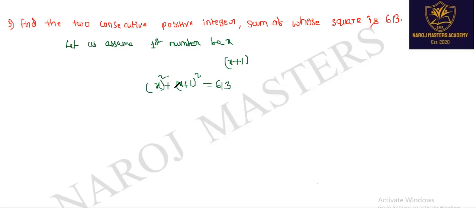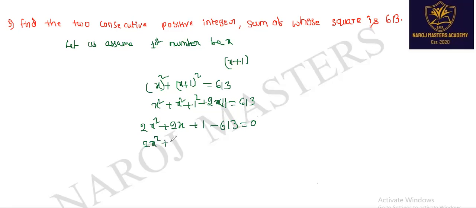Now convert into the general form of quadratic equation. So this is x square plus, in the form of a plus b whole square, so a square, that is x square, plus b square, that is 1 square, plus 2ab, where a is x and b is 1, equal to 613. Now x square plus x square is 2x square, and plus 2 into 1 into x is 2x, plus 1. Bring 613 to this side, minus 613 equal to 0. Now plus 1 minus 613 is minus 612. So 2x square plus 2x minus 612 equal to 0.